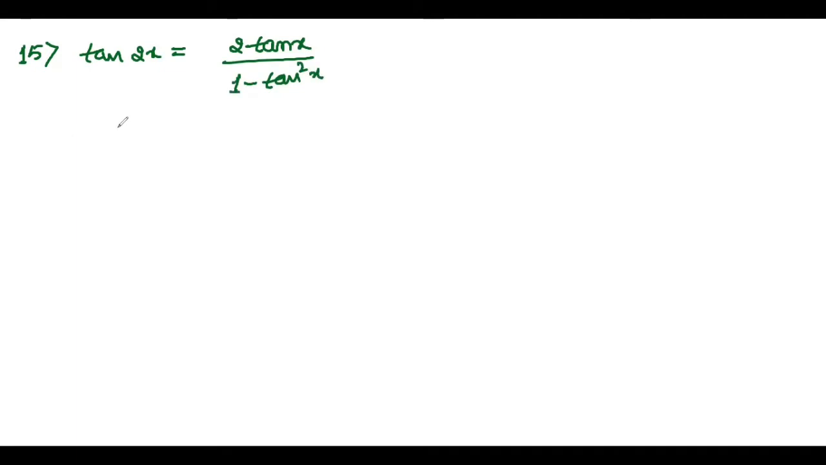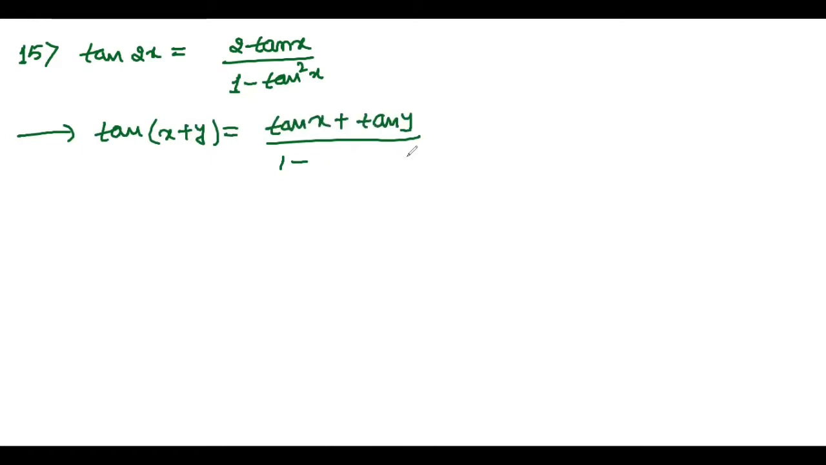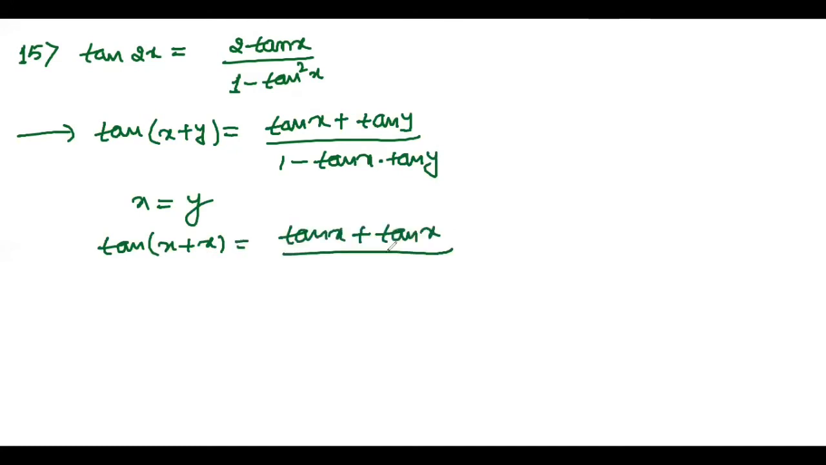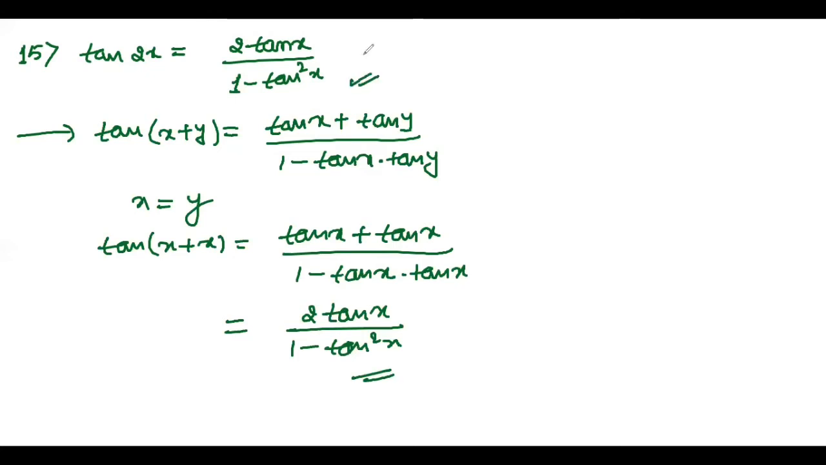So here we know that tan of x plus y is tan x plus tan y by 1 minus tan x into tan y. If we apply x equals y, then on the left hand side it will be tan of x plus x, and on the right hand side it will be tan x plus tan x by 1 minus tan x into tan x. So it is 2 tan x by 1 minus tan square x. So this is our 15th formula.